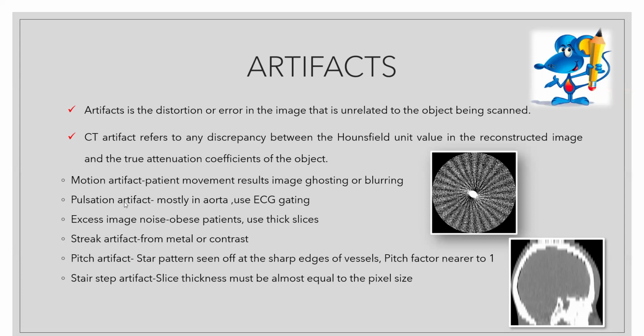And pulsation artifact, which is mostly common in the aorta, so we go for ECG gating. For excess image noise in obese patients, we use thick slices. And streak artifact, which is from metal or contrast. If it is metal, we instruct the patient to remove the object. And if it is contrast, it may be caused by the contrast.